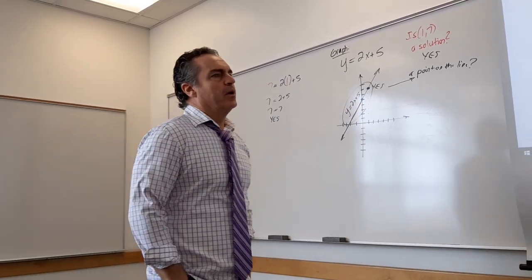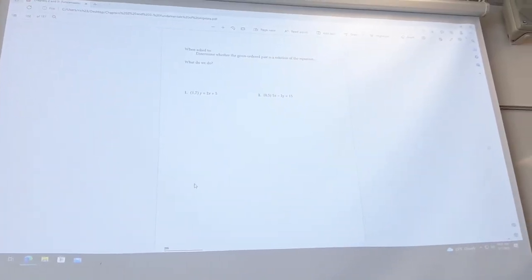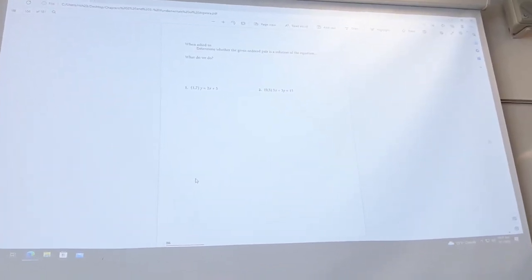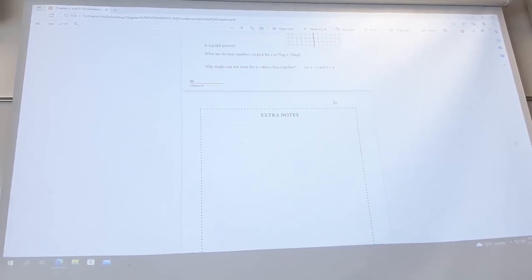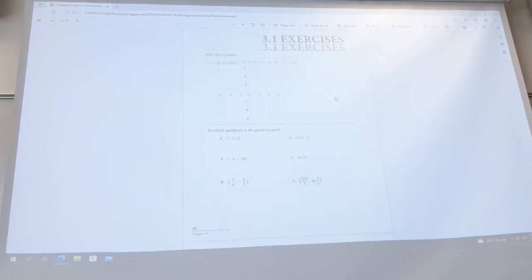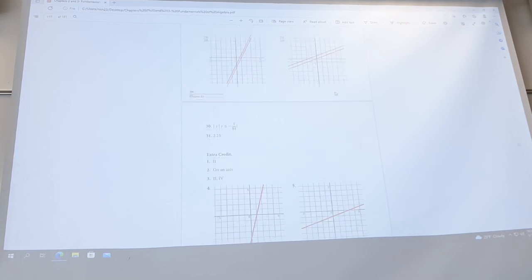Okay, we're going to move on today and go into chapter 3. Sometimes when we do stuff like this, you're like, where do I draw all this stuff? When we have these extra note pages, I probably should have told you to do that before we got started. There's extra notes you could have written in there. Let's go to 3.2.